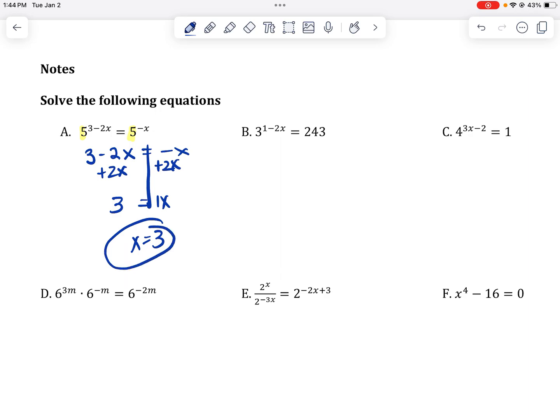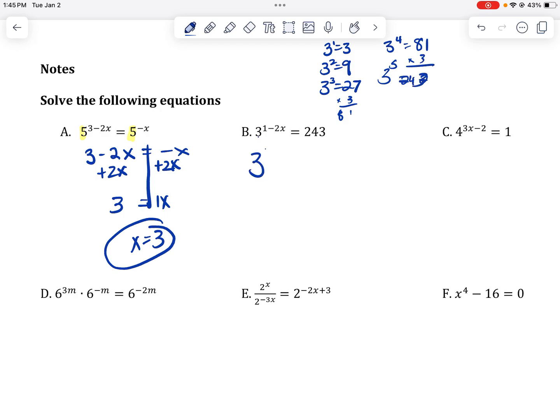So in order to do this, we have to make the bases the same. So this is a base of 3, and 243 is a base of 3 as well. Let's see, 3 to the first is 3. 3 squared is 9. 3 cubed is 27. 3 to the fourth, so this times 3, is 81. 3 to the fifth, times 3, is 243.